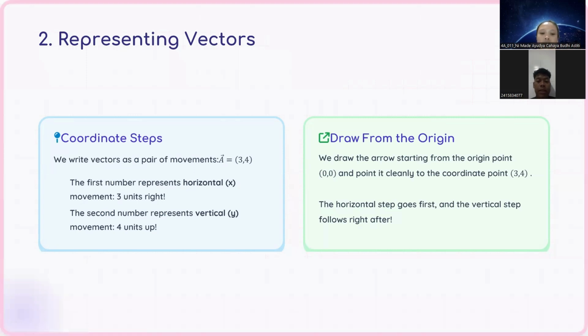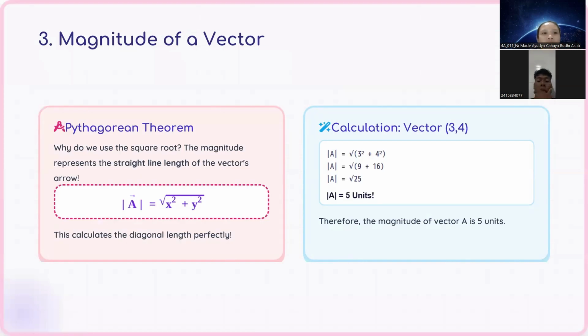So the numbers tell us the movement in each direction? Exactly, Wahyu. The first number represents horizontal movement and the second number represents vertical movement. Next, we have the magnitude of a vector. The magnitude represents the straight-line length of the vector arrow, like this formula, and this calculates the diagonal length perfectly.